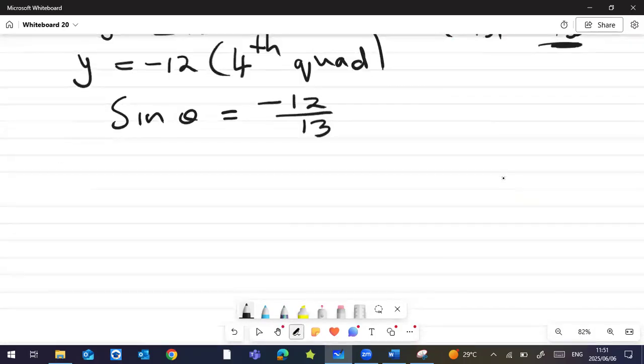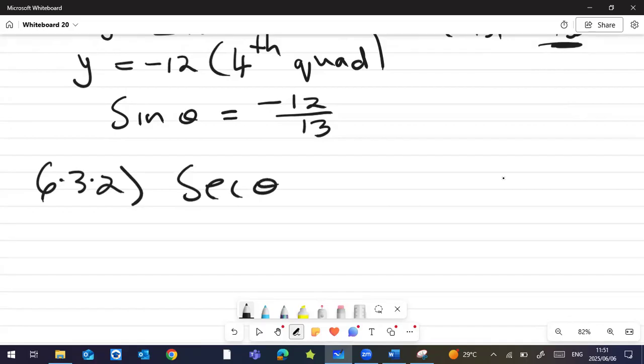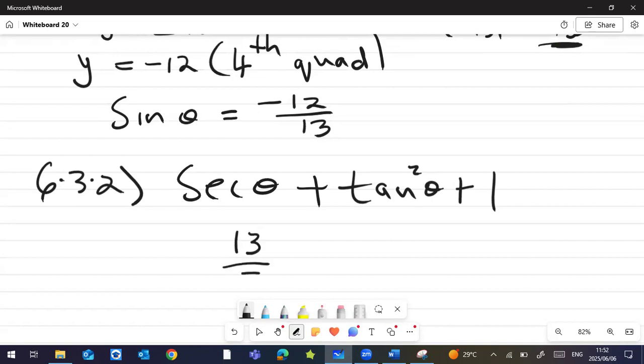Going back to our diagram now, 6.3.2, we want secant theta plus tan squared of theta plus 1. In our diagram, remember, secant by definition is hypotenuse over adjacent. It is the reciprocal of cos. And we are already given that cos is 5 over 13. Then it means our secant theta should be 13 over 5.